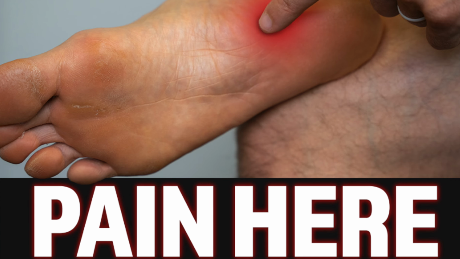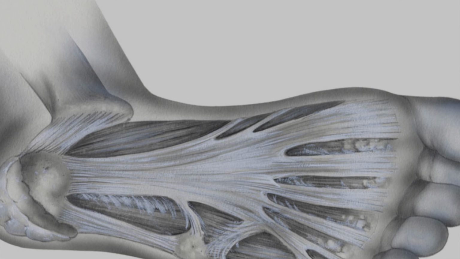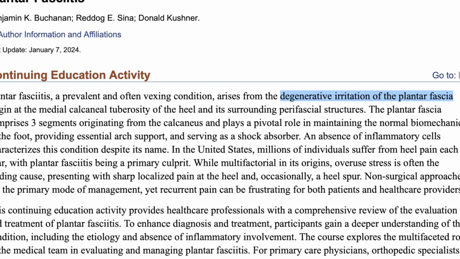What is plantar heel pain? A plantar fasciopathy is the most common cause of heel pain. It happens when the plantar fascia, a thick band of tissue that runs along the bottom of your foot, becomes irritated and painful. It's often mistakenly called plantar fasciitis, but research suggests that it's more of a degenerative condition than an inflammatory one, which is why we use the term fasciopathy instead.